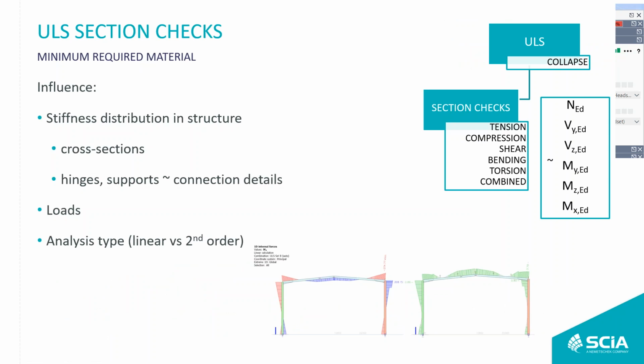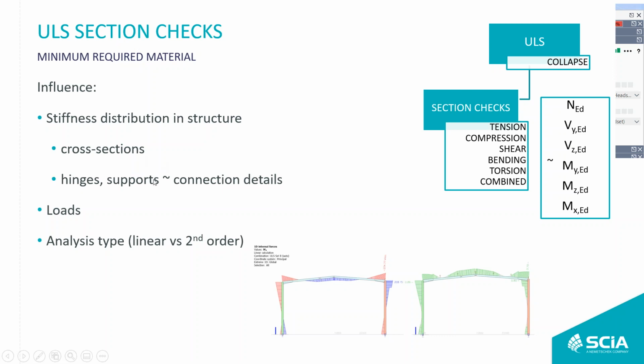So I will now show you the section checks. Section checks are the first part of our ULS control. They are just checking whether you have enough material at every location on your structure to capture the internal forces at this location.